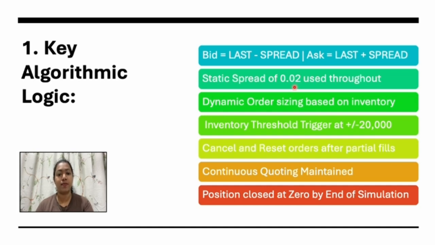That is, if the position was a positive number, a sell volume of 3000 and a buy volume of 1000 was used, and if the position was negative, a buy volume of 3000 and a sell volume of 1000 was used, and it was coded in Excel with an IF function to maintain the position for our benefit. If the order was partially filled, it gets cancelled and reset on its own, and the inventory threshold is maintained at plus or minus 20,000. The coding runs continuously, and the position is closed at 0 by the end of the simulation.